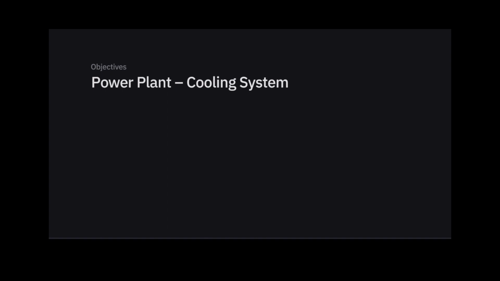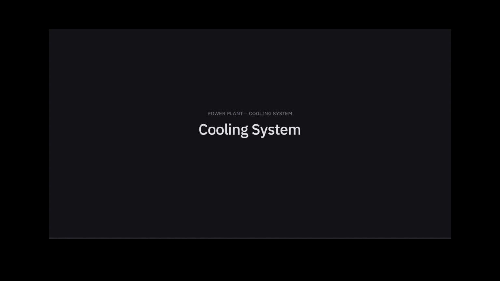Power plant, cooling system. Objectives. After completing this section, you will get familiar with cooling system and cooling system troubleshooting. Cooling system.